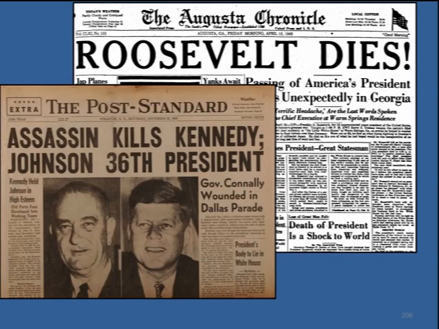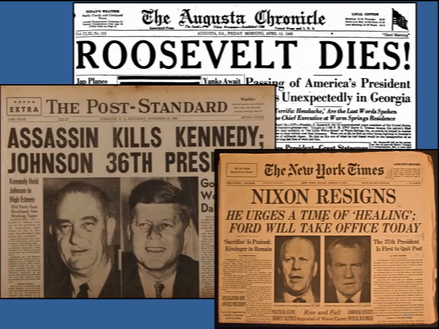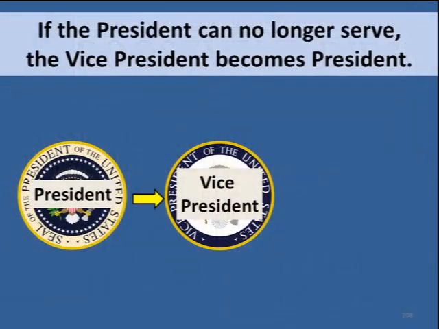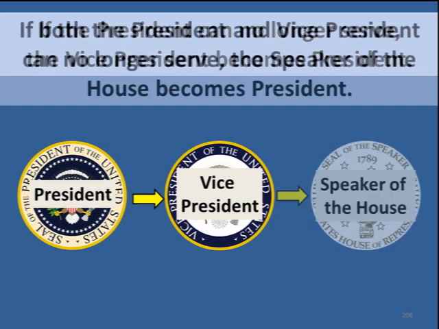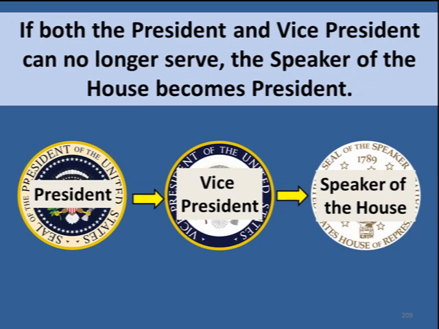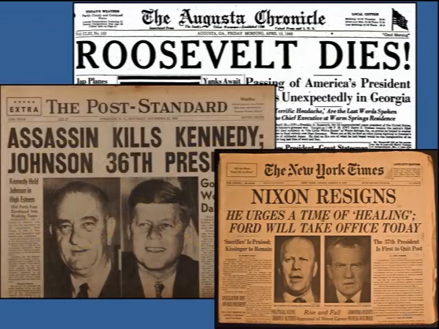The Constitution sets up rules in case the president, for whatever reason, can no longer serve. When that happens, the vice president becomes president. If both the president and vice president cannot perform their duties, the Speaker of the House of Representatives becomes president. So far, 8 U.S. presidents have died while in office, and 1 has resigned.